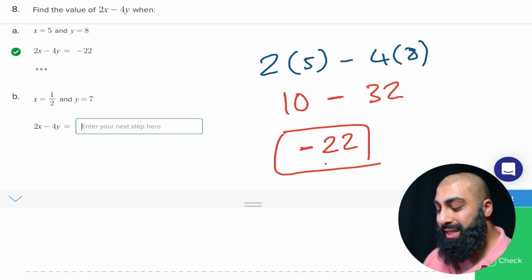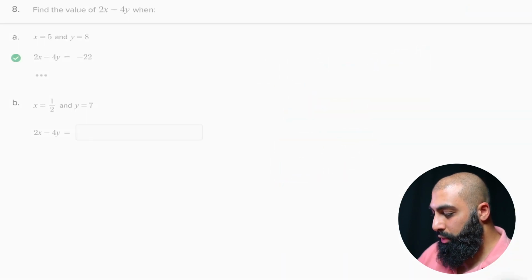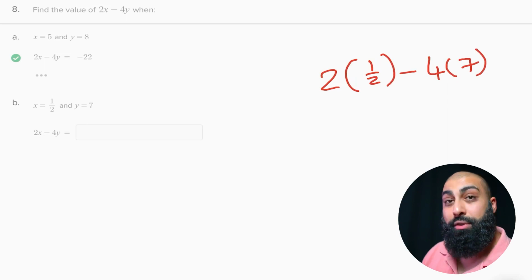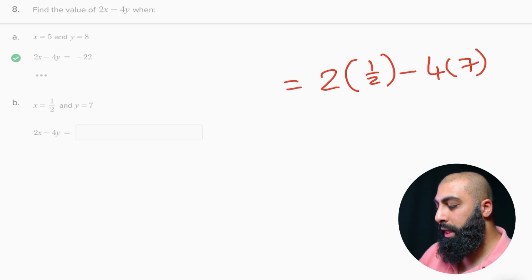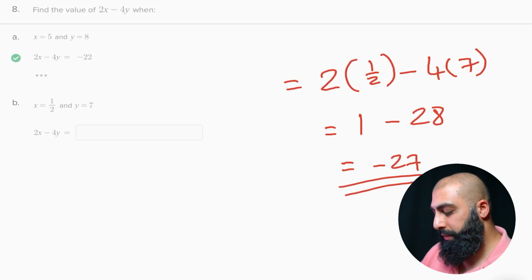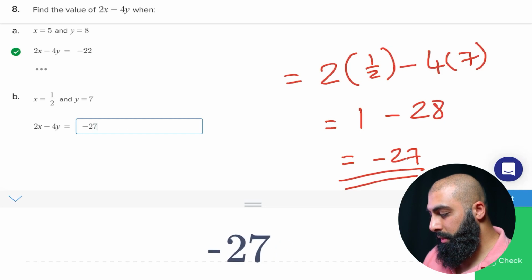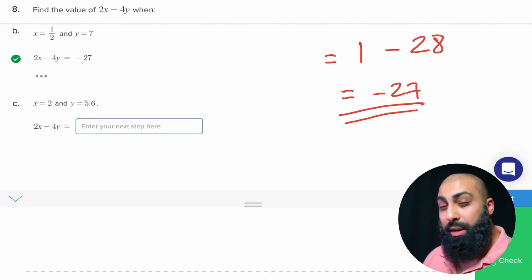Okay, part B says x has a value of a half and y has a value of 7. Now find out what the answer is. So let's just clear this off. We've got 2 times a half minus 4 times 7, and we need to find out what the answer is. So let's see what this equals. 2 halves are just 1, and then minus 4 times 7 is 28. 1 minus 28 will give us an answer of negative 27. Okay, so let's put this into here. Negative 27. It's very tricky dealing with directed numbers, negative numbers, okay?